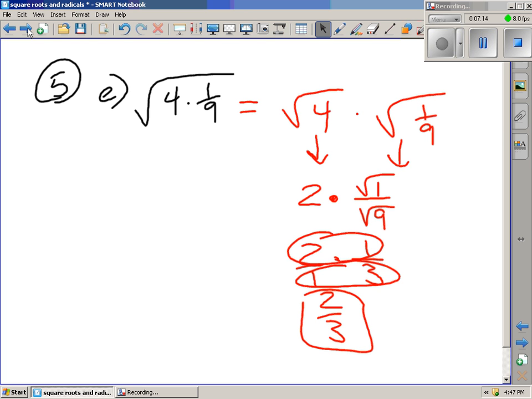And again, you can check your work by just going ahead and putting into your calculator the square root of 4 times 1/9. And then you can also just check that against 2 divided by 3, which will give you 0.6 repeating.